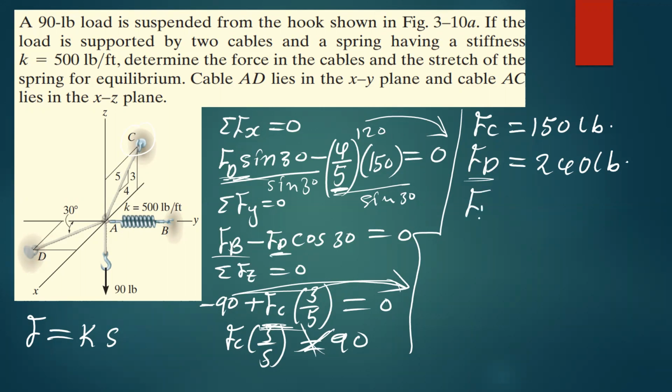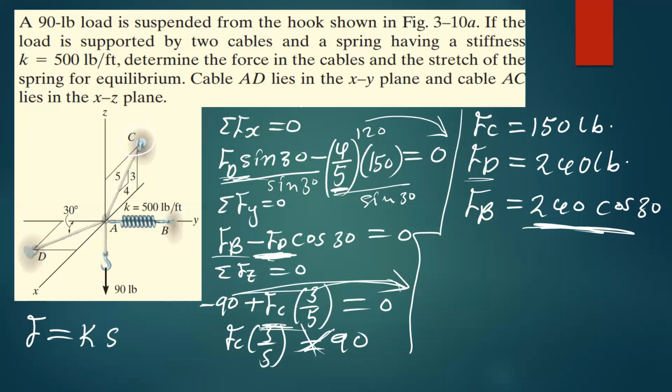Then we have FB being equal to what? When you put in the value of FD, not 300, but 240, so 240 times cos 30, that will give us FB. I don't have a calculator, so I'll just write 240 cos 30 as the solution there. So this is our solution for FB.